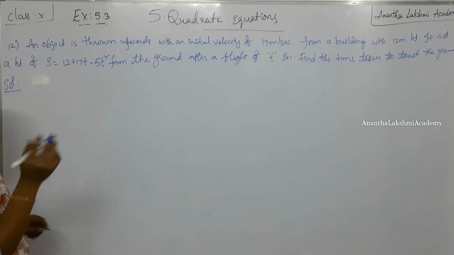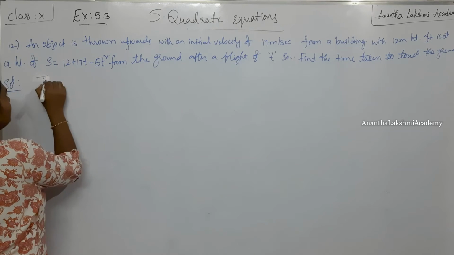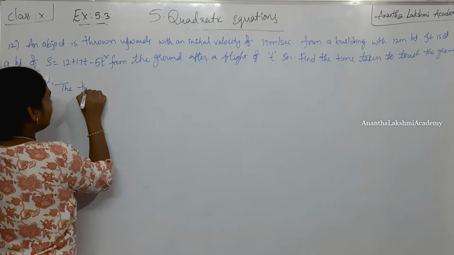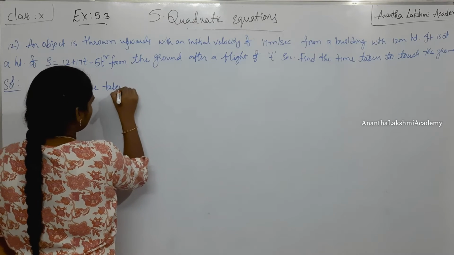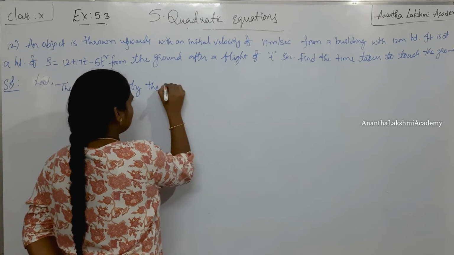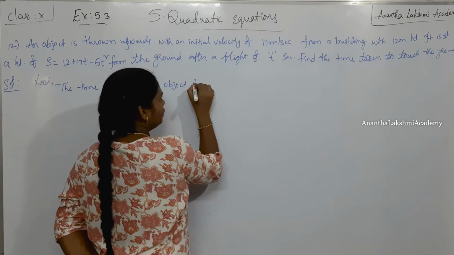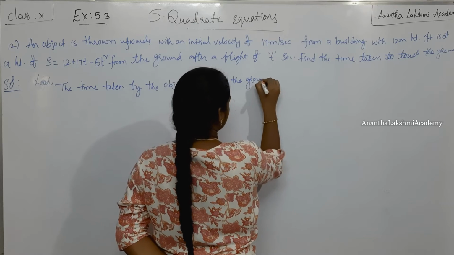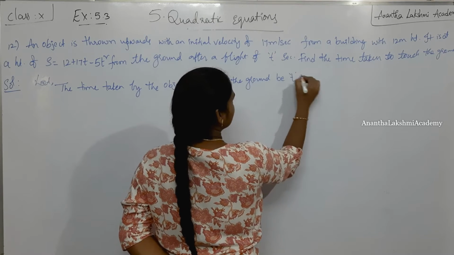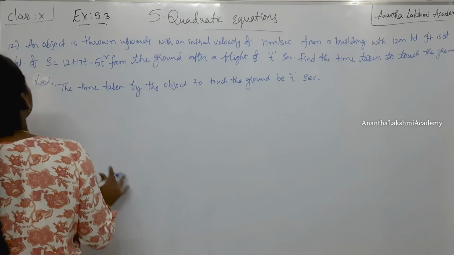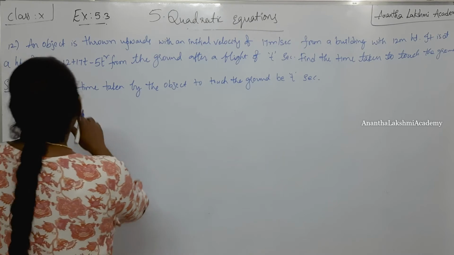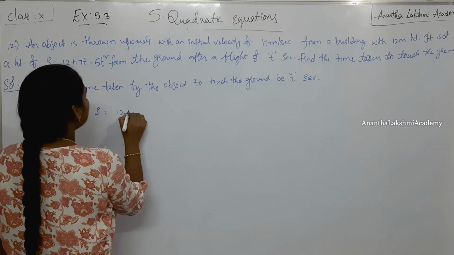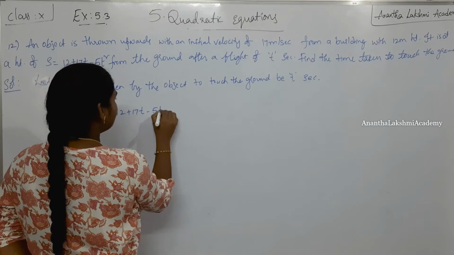What do we need to figure out? Time taken. So let the time taken by the object to touch the ground or reach the ground be t seconds. What is given? It is at a height of s is equal to 12 plus 17t minus 5t square.